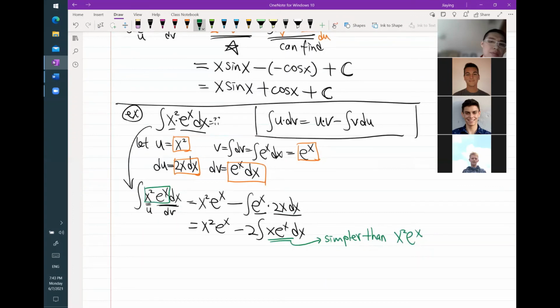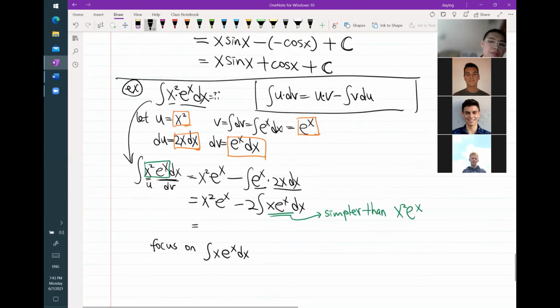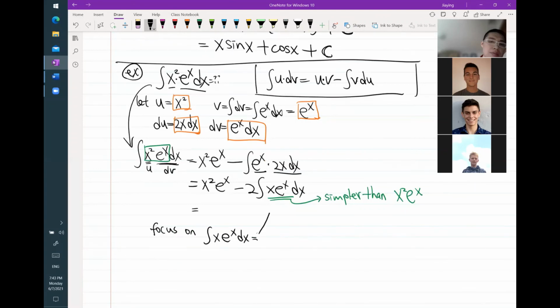But we still have this integral, so we have to continue to integrate until we get rid of all the integrals, right? So the next step, let's leave it here, but let's just focus on the integral. So next, focus on integrating x e to the x dx. And then we can just substitute it in there. That's what we're looking for, right? So here again, I'm going to use u and v again. I'm going to let u equal x. This part is dv again. So dv is e to the x dx.